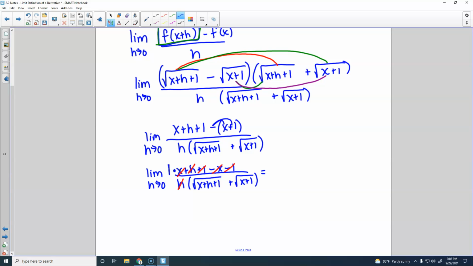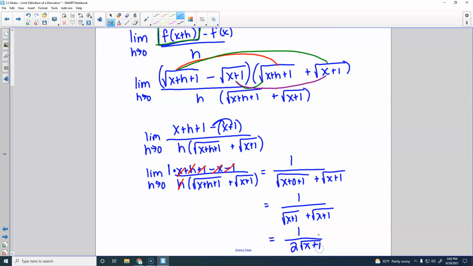Alright, so if I plug in 0, I'm going to get 1 over the square root of x plus 0 plus 1 plus the square root of x plus 1. And so that's 1 over the square root of x plus 1 plus the square root of x plus 1, which is 1 over 2 times the square root of x plus 1, which is what I said it was in the beginning. Whoa.